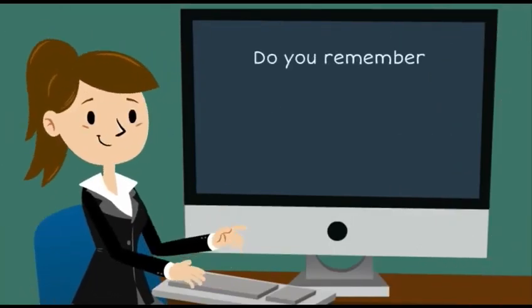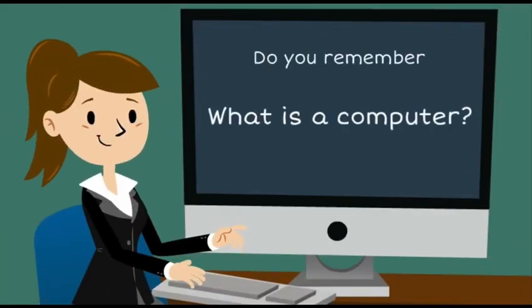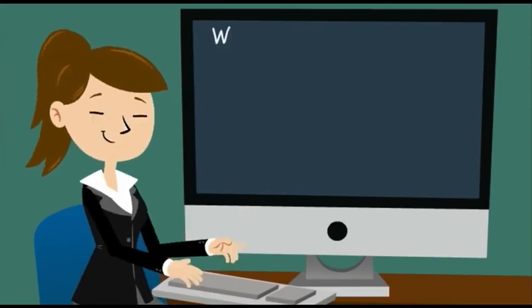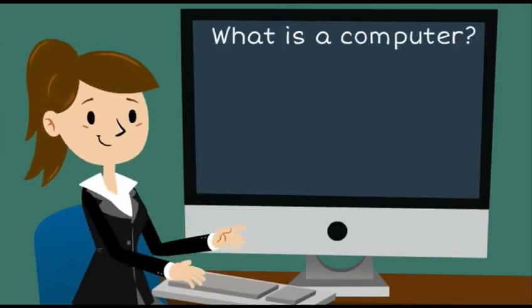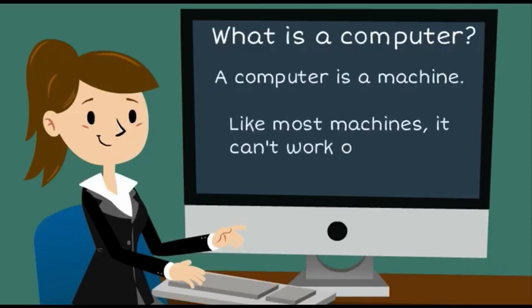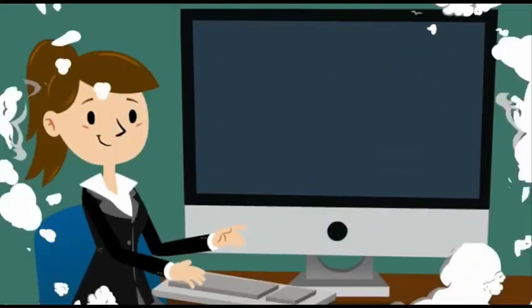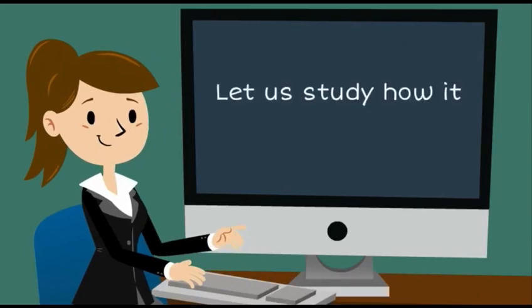So kids, do you remember what is a computer? Yes, my dear kids, a computer is an electronic machine which works very fast without making any mistakes. A computer is like most machines and it can't work on its own. So, are you wondering how it works? So, let's see and know the process that how our computer works.